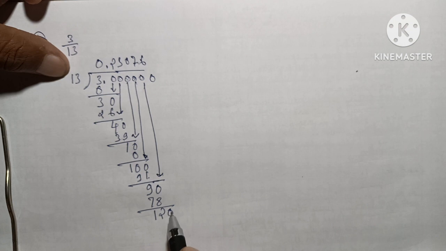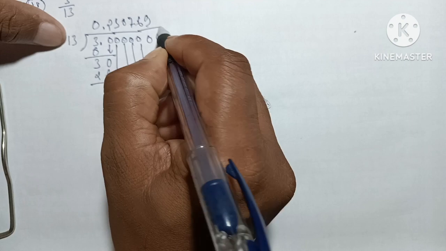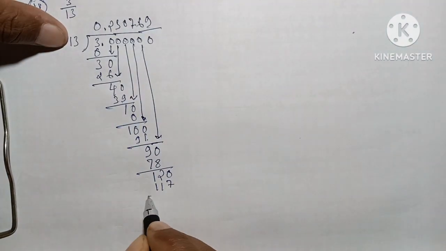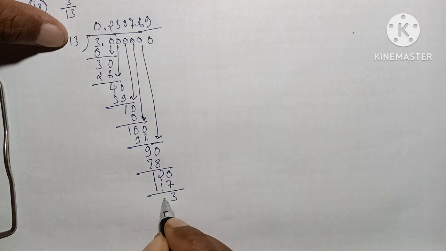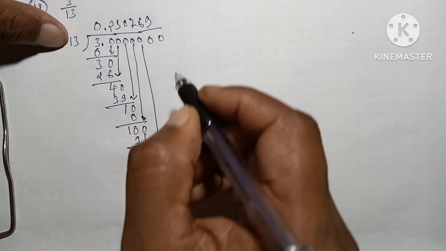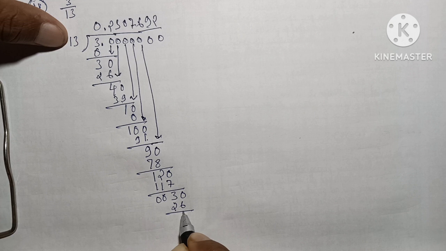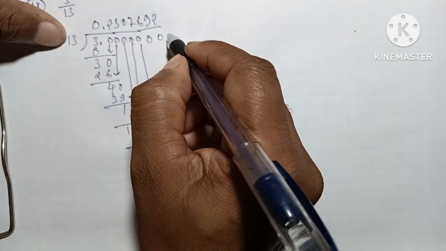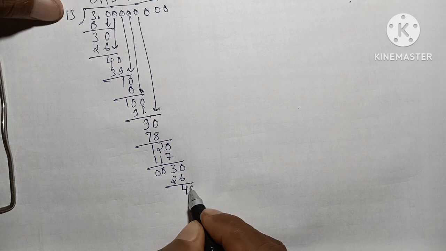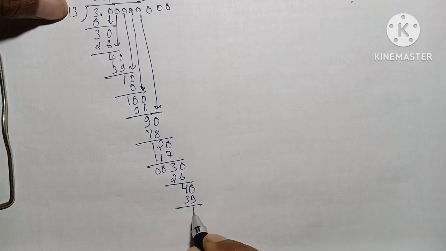Here also 0, 120. Okay, then 13 9s are 117. Now minus it, 3, 0, 0. Now 1 more 0. Here also 0. 13 2s are 26. Again 4. Again you give 0. Then here also 0. 13 3s are 39. Again 1. Then here also 0, you give 0.